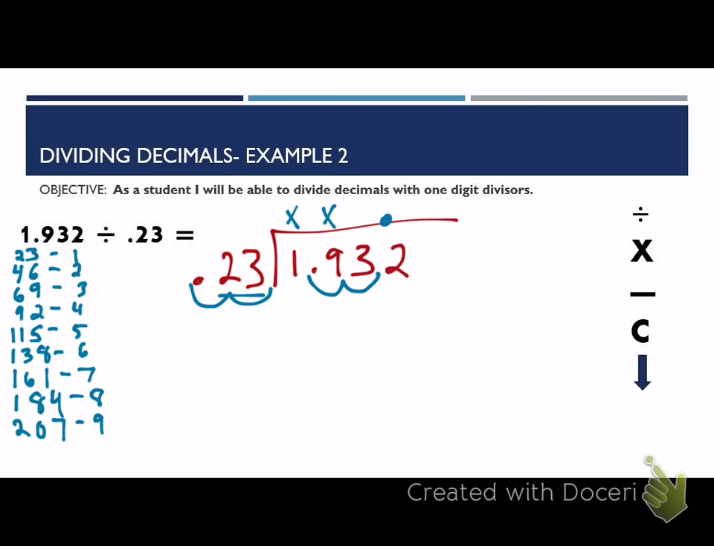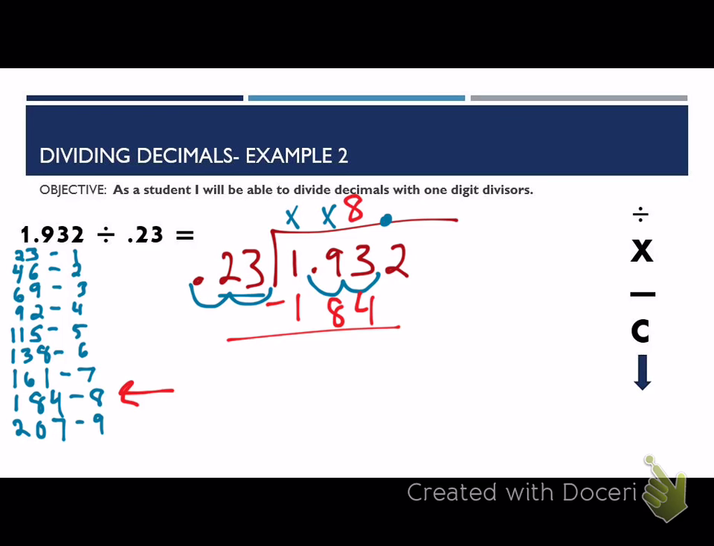How many times does 23 go into 193? Well, according to our list, it looks like this one is the closest. That would be 8 times. 8 times 23 is 184. We already did the math. Okay, go ahead and subtract.